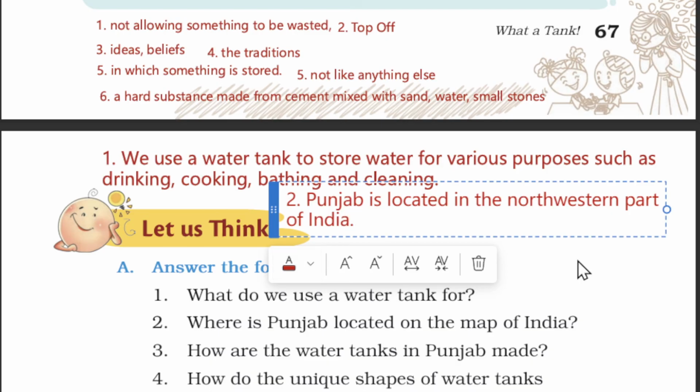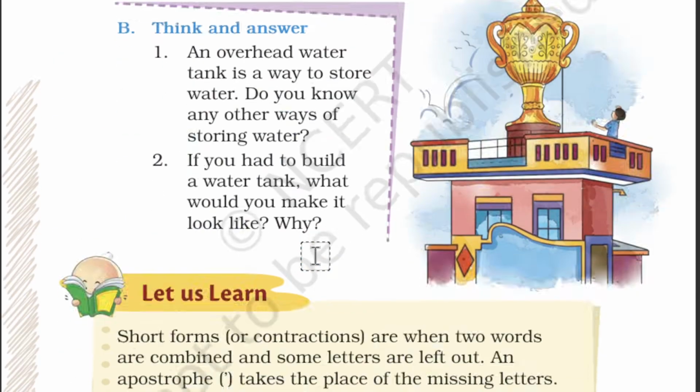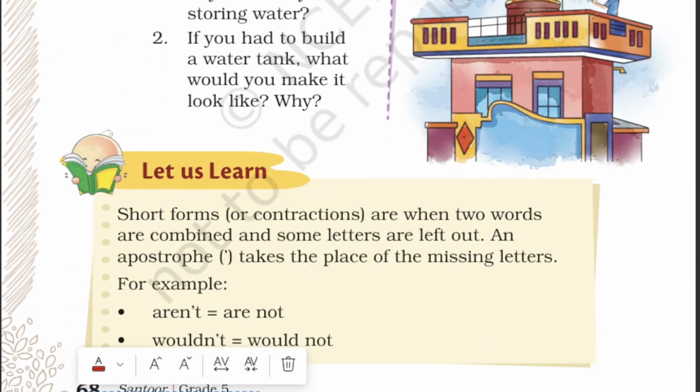Okay. Next question. How are the water tanks in Punjab made? So how is it made? The water tank of Punjab is made using steel rods to make a frame. Then concrete is used to give them a final shape. So they are installed on the roof of each and every house. Okay, so I'm going to write the answer here. So third question.